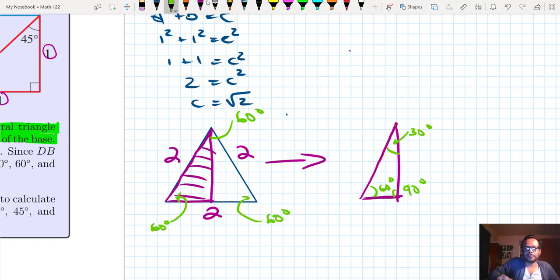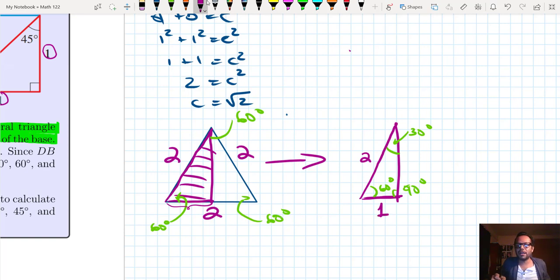At the same time, this is still 2, right? That is still 2, the diagonal. And well, when we draw this bisector, right, to take half of the triangle, this 2 gets cut in half. Half of 2 is 1.